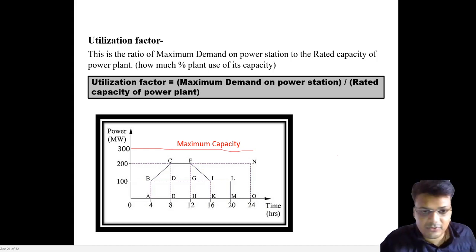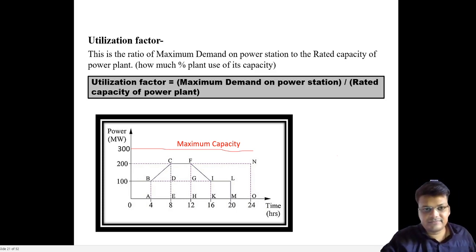Suppose it is coming to 40%, so we will know that the plant is using only 40% of its capacity. So we try to make it up to 100%, but it is practically not possible. That's why we will calculate the utilization factor. I hope it is clear to everyone.